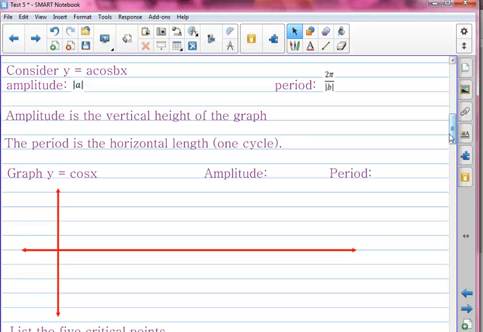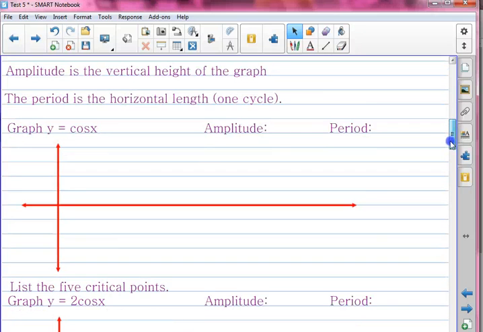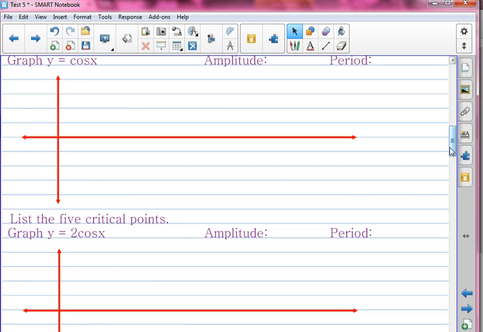Now we're going to graph y equals cosine x. The first thing you need to do is figure out the amplitude. The amplitude is the number in front of cosine, which is 1. The period is 2 pi divided by the number in front of x. So 2 pi over 1, which is 2 pi.